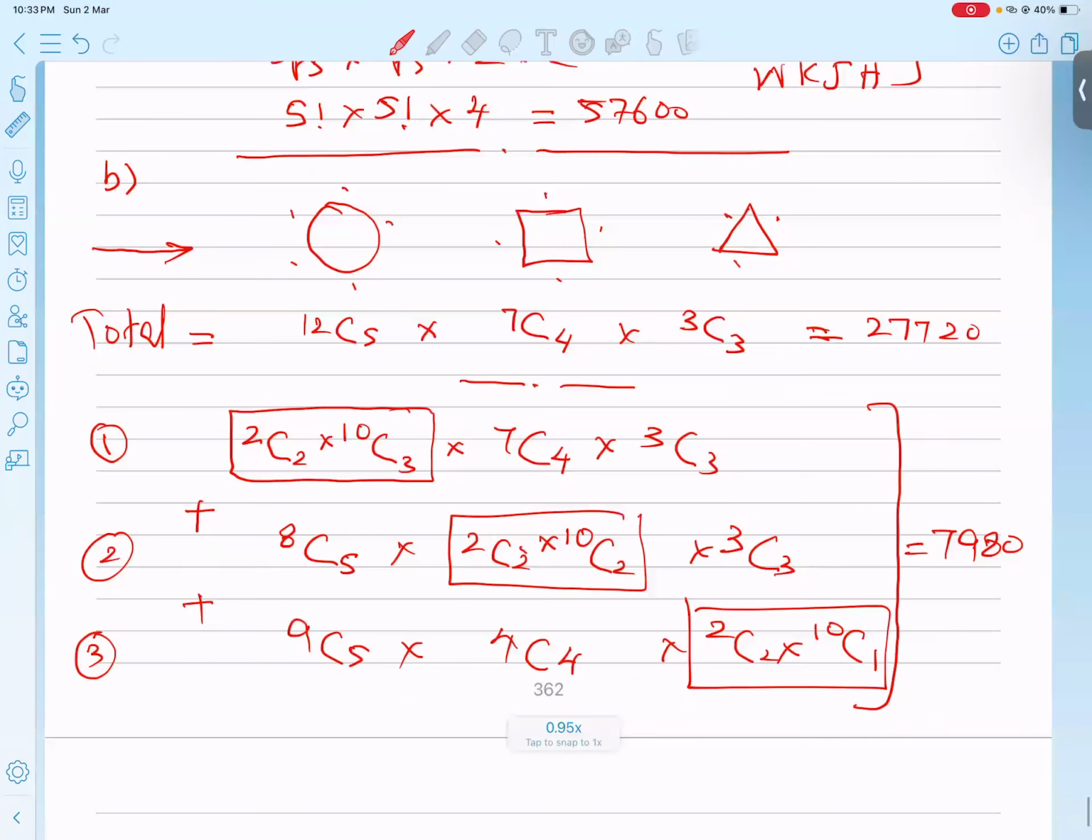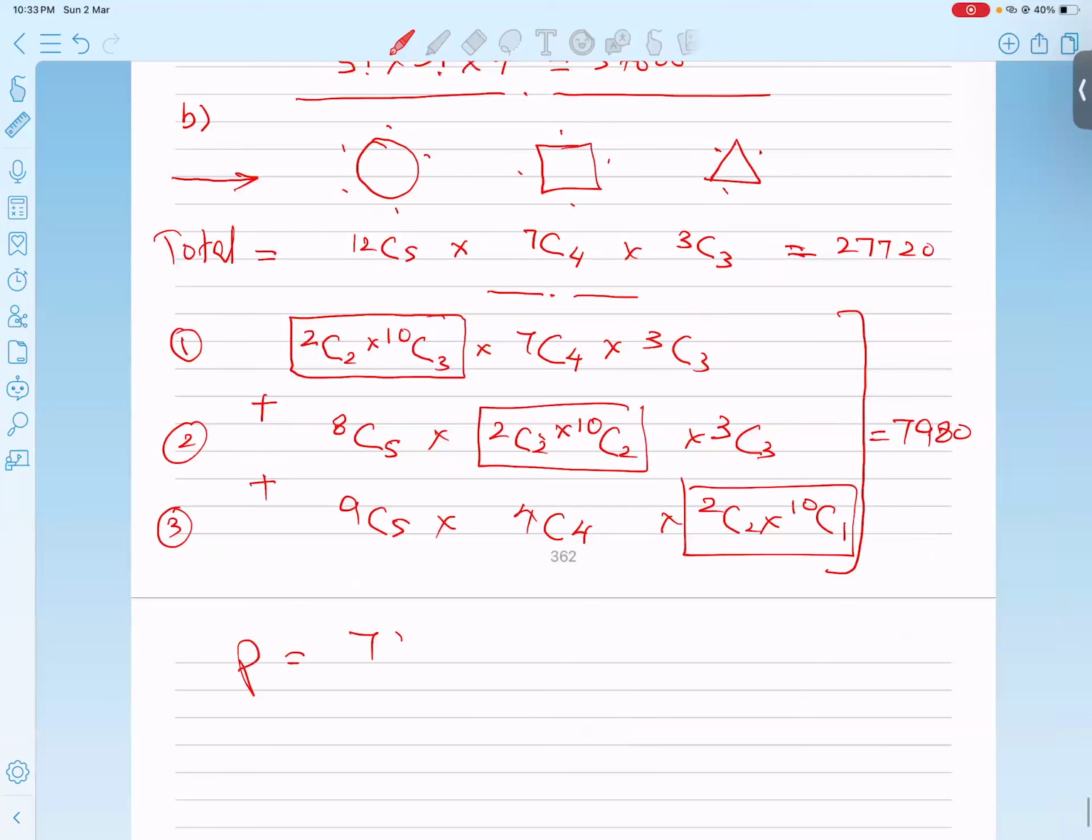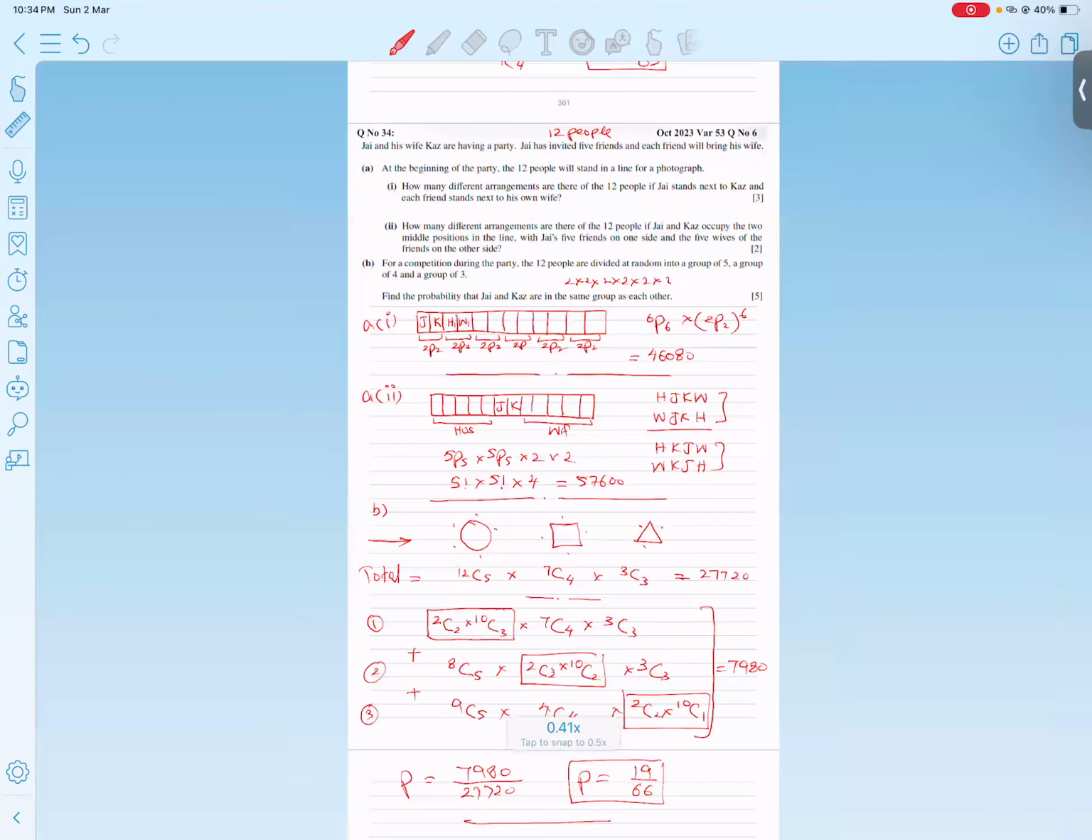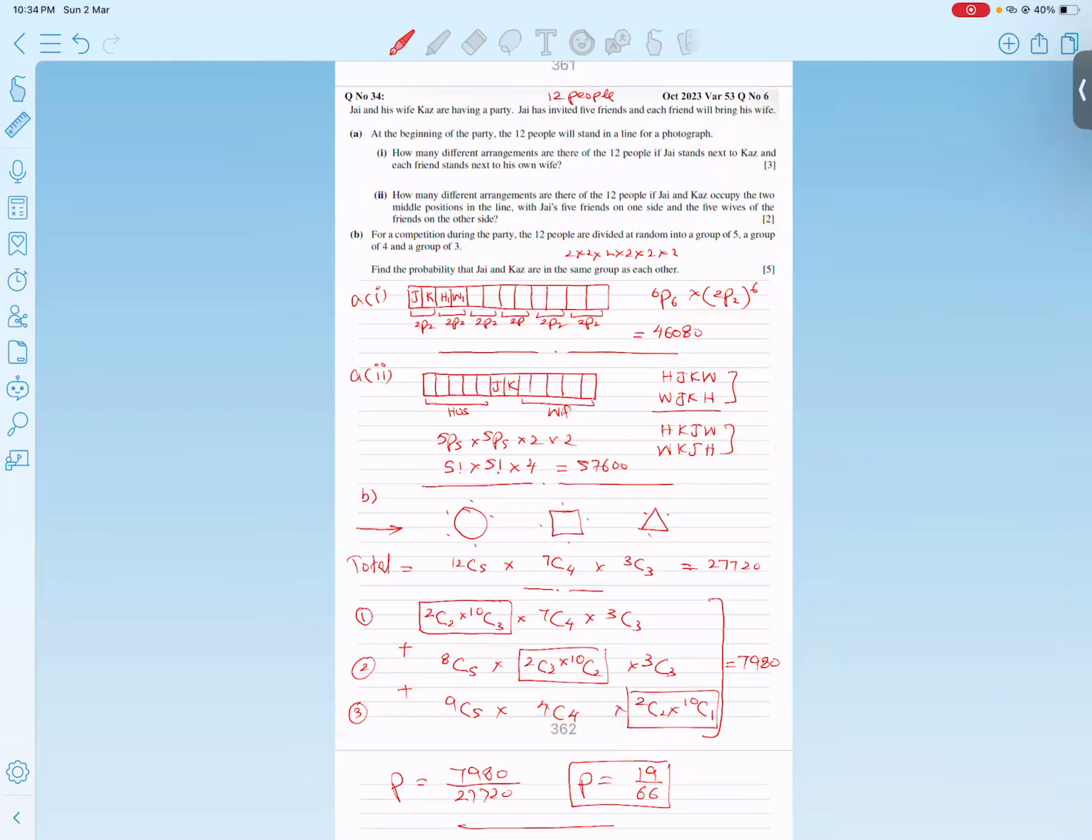7980. So what is the probability we're looking for? 7980 divided by the total 27720. And finally, the answer turns out to be 19/66. So I believe you people understood well, and the question is completely over. Alhamdulillahi Rabbil Alameen, the question is done.